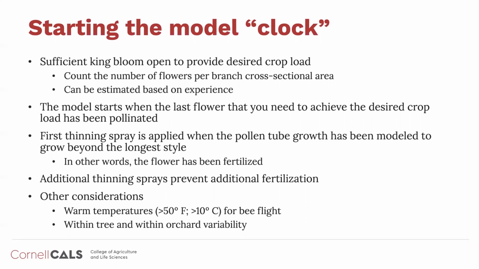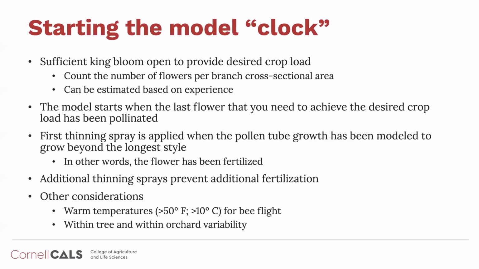Sometimes growers just have a good sense for it. You can drive through an orchard and figure out when enough flowers are open. But if this is the first time doing it, I definitely recommend counting. And again, the model starts when the last flower that you need to achieve the desired crop load has been pollinated is open. Okay, and the first thinning spray is applied when the pollen tube growth has been modeled to grow beyond the longest style, right? So 100%, and then usually a tad more, like I showed you in that graph previously that showed 111%. And then additional thinning sprays are put on to prevent additional fertilization.